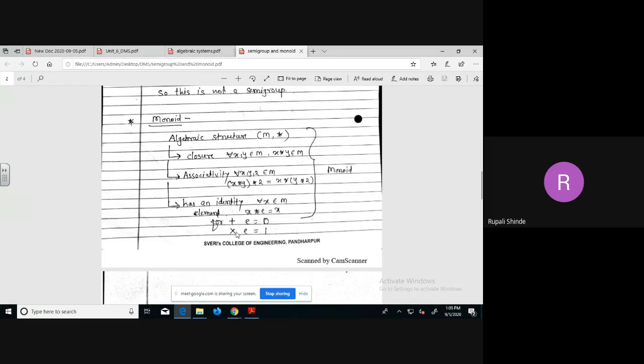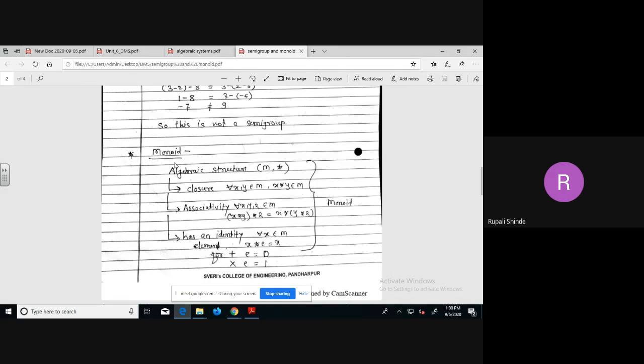Now consider if that operation is a multiplication operation, then 1 is the identity element for multiplication. So we can consider the value for x as 1. 1 multiplied by 1 will give you the answer 1 only. So this is the concept of an identity element. In order to be a monoid, your algebraic system must satisfy three properties: first closure, second associativity, and third it should have an identity element. So this is the definition for monoid.